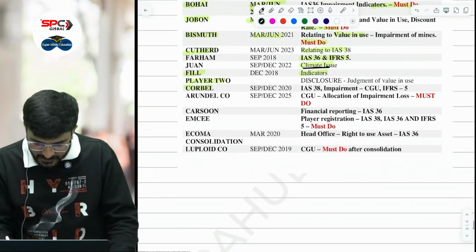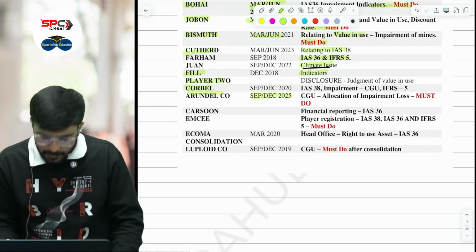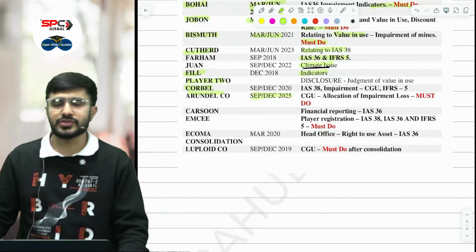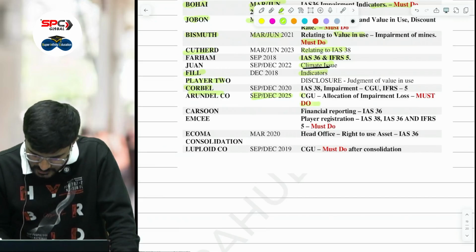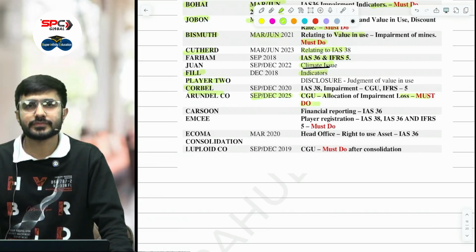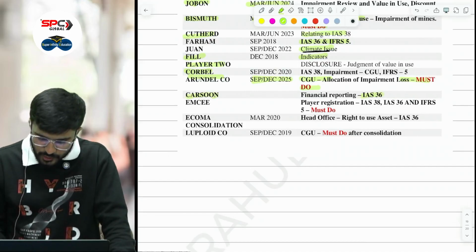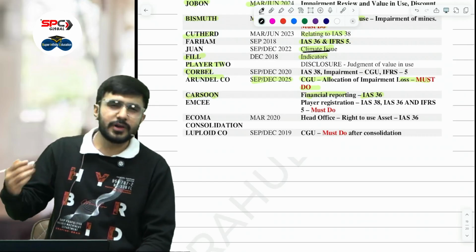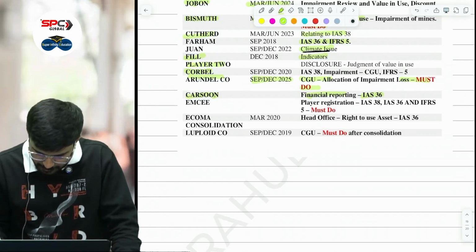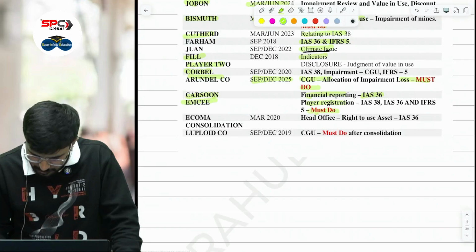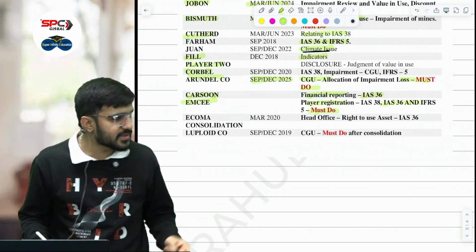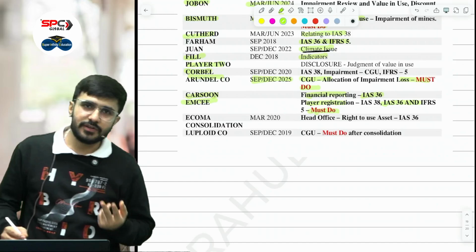Then the Corbel company, and then this is the latest past paper which you have to do, September/December 2025, a must-do question regarding CGU. Then the Carsoon company, also a financial reporting implication whenever there is a climate issue. They have come many times. Then player registration, a must-do question because there is a link of IAS 36, 38 and IFRS 5.